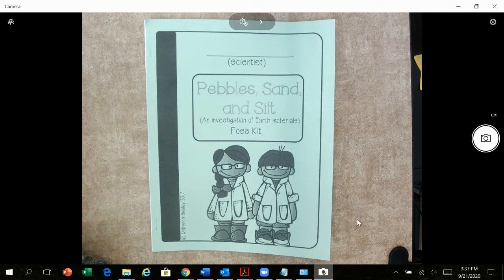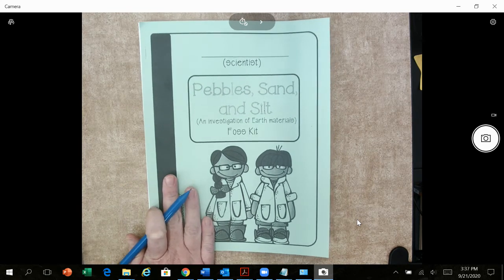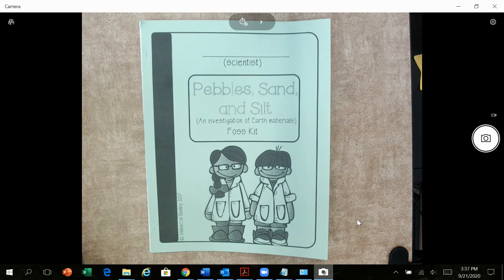Hi guys! So our first science lesson this year is called Pebbles, Sand, and Silt. Everybody should have one of these green science notebooks. I dropped them off at your house. If you don't have one, let me know.